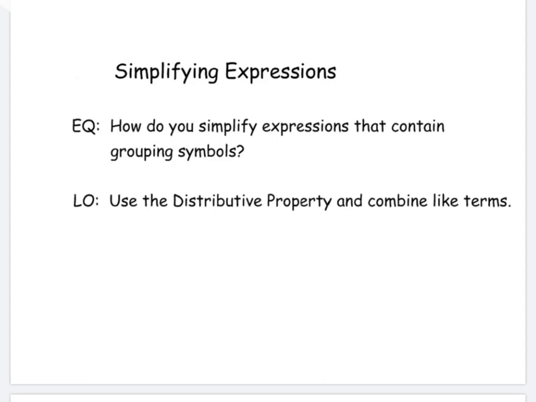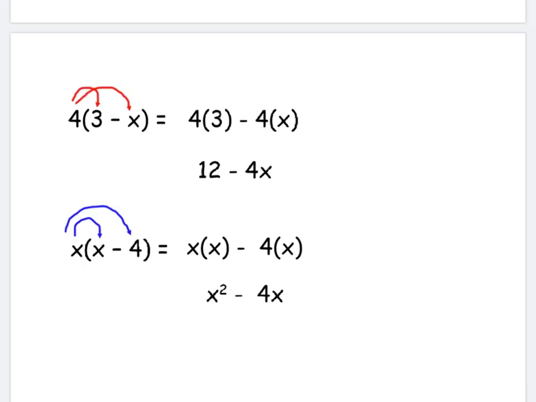This lesson will be looking at simplifying expressions and combining like terms. We already previously talked about the distributive property, but if you recall, the distributive property takes the factor on the outside of the parentheses. In the first example, 4 times 3x minus x, the 4 is the outside factor, and it gives or distributes it to both of the inside numbers.